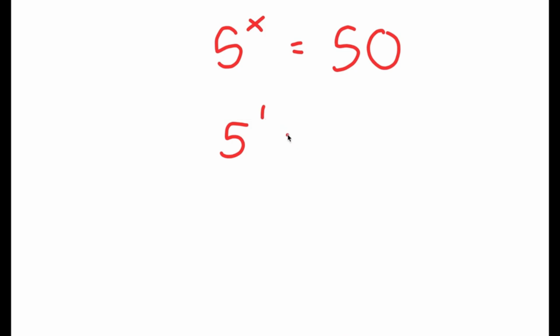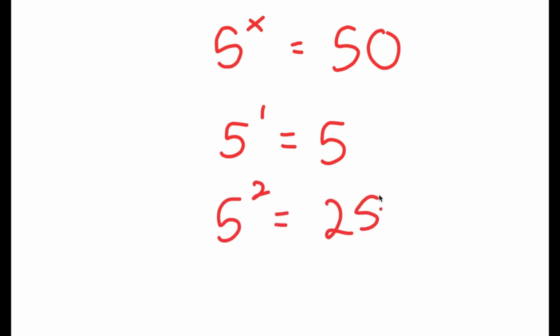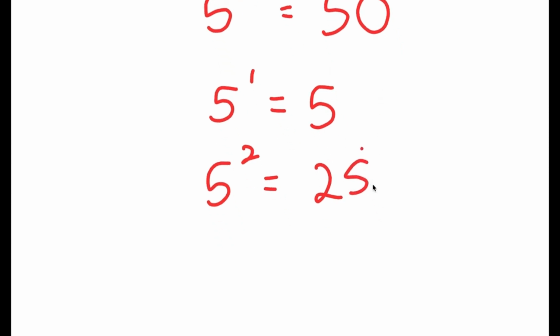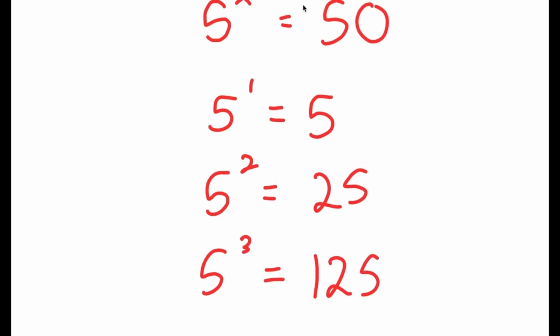If x is 1, then I get 5 to the power of 1, which is equal to 5, and this is too low. Now if x equals 2, I get 5 to the power of 2, which is 25, and this again is too low. Now if x equals 3, then I have 5 to the power of 3, which is 125, and this is way too high. So we know that the value of x is going to be somewhere in between 2 and 3, meaning it's going to be a decimal.